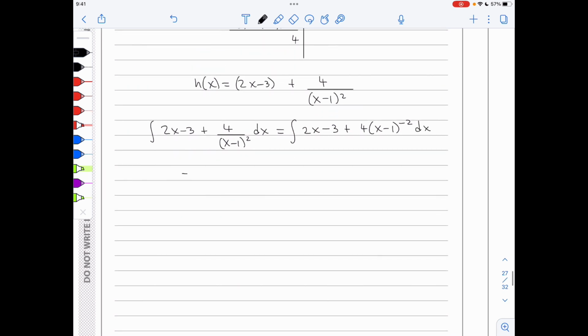So let's increase the power by 1, divide by the new power, divide by the derivative of the bracket. I need to put a plus c as this is indefinite integration. So this simplifies to x squared minus 3x minus 4 over x minus 1 plus c.